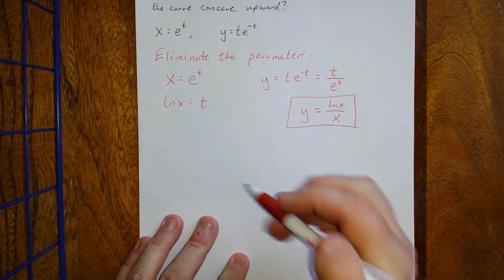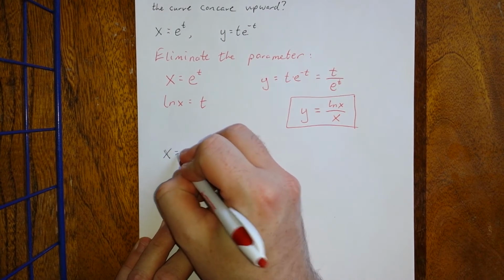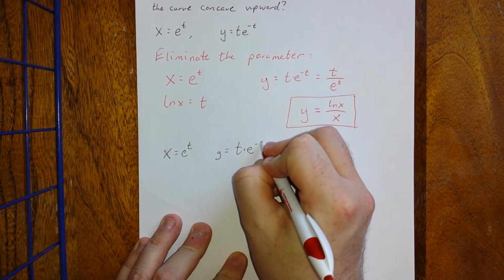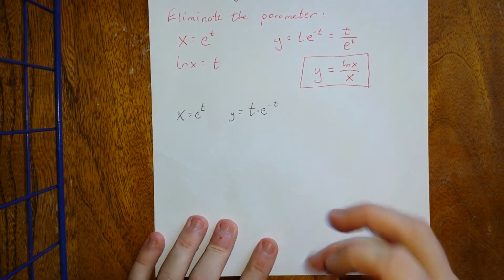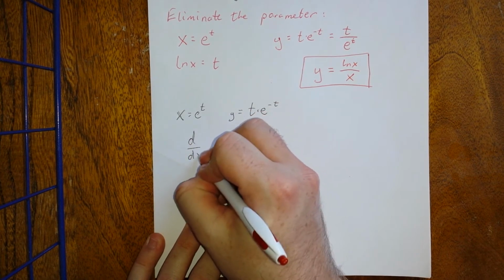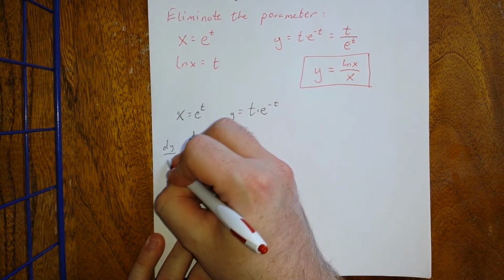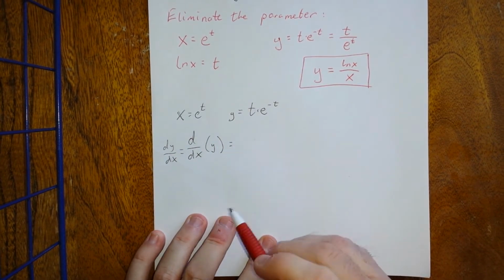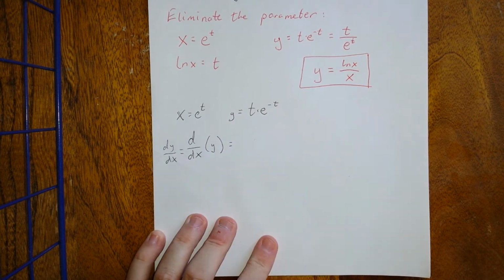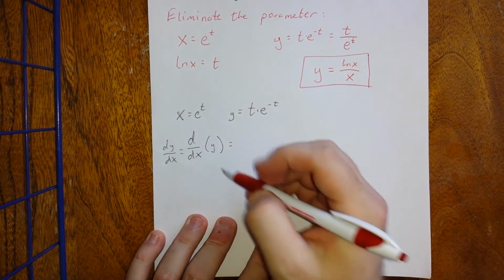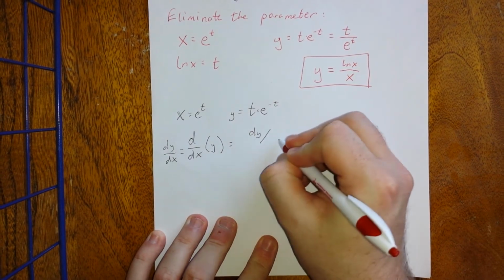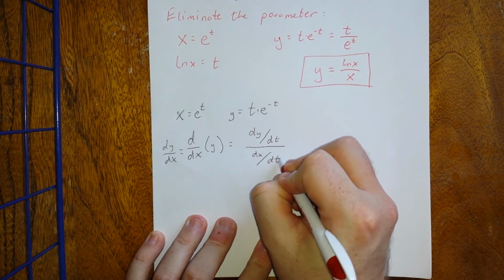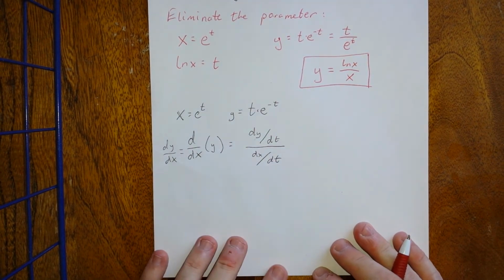Now back to the task at hand, let's recopy what we have. x is equal to e to the t, y is equal to t times e to the negative t. Now the formulas for the first and second derivative. Anytime we differentiate anything in terms of parametric equations, we interpret this as the derivative with respect to x of whatever we have. So for the first derivative, dy/dx is equal to the derivative with respect to x of y. This is the rate of change of y with respect to t divided by the rate of change of x with respect to t. That means we have a couple of derivatives to take.